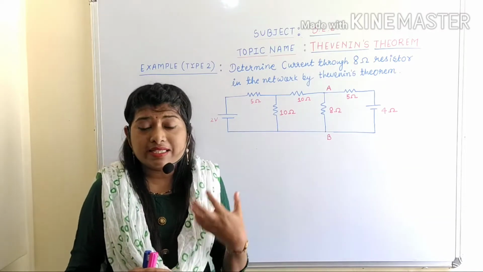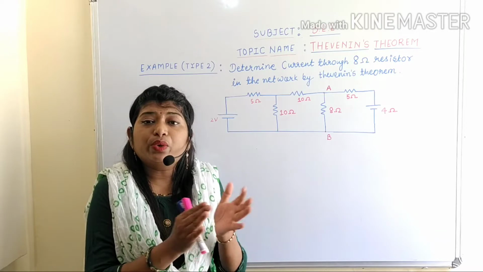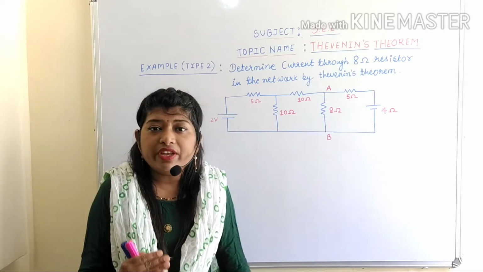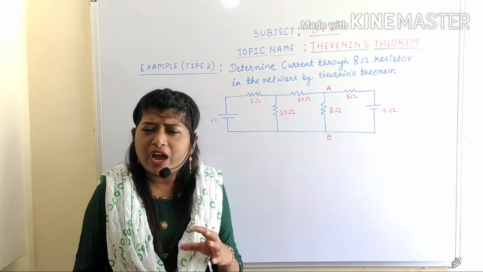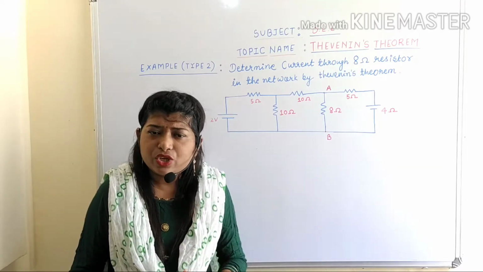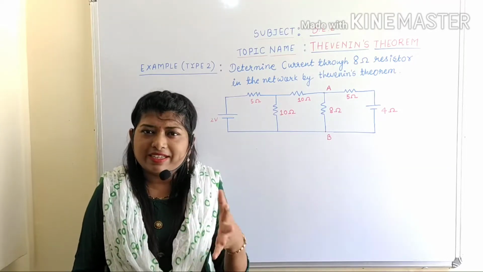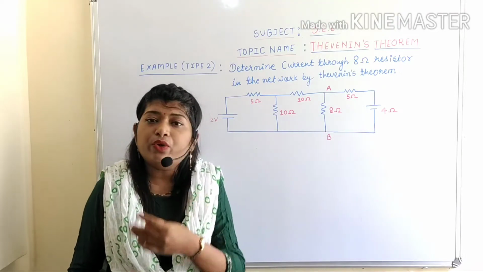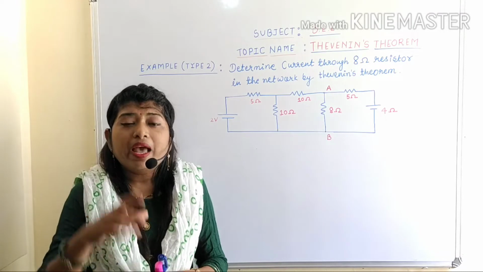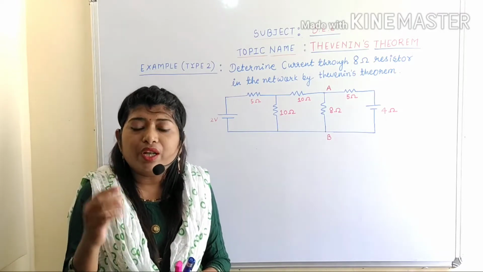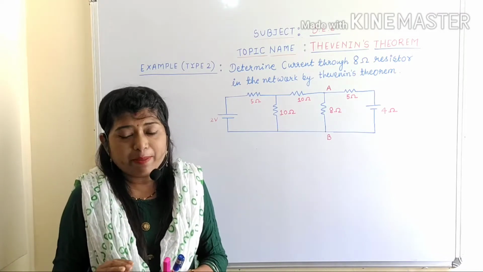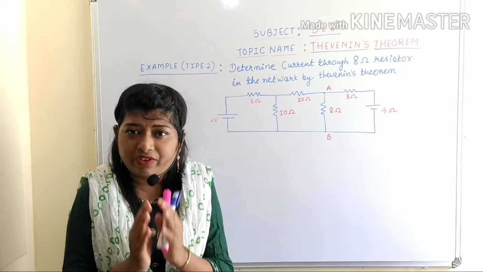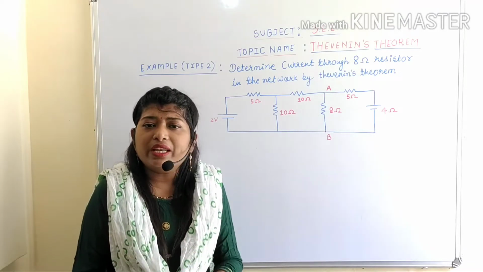Then step number 2 is what? You need to calculate VTH. VTH stands for Thevenin's equivalent voltage. How are you going to calculate VTH? Already we had studied certain steps to calculate VTH. What was the first step that you need to follow? The first step: across the open terminals you need to assign VTH.